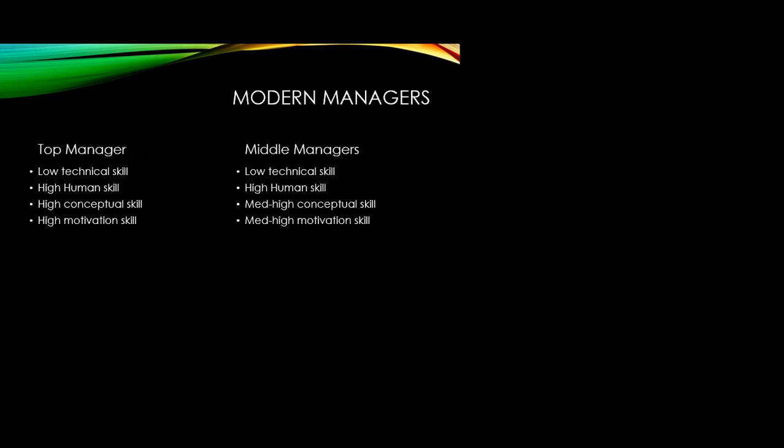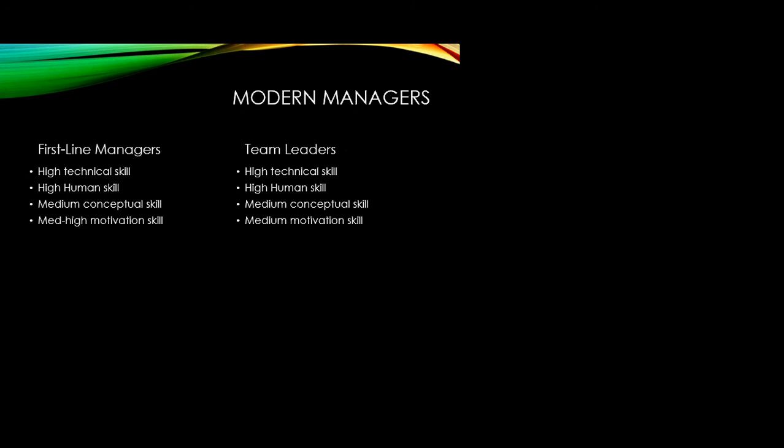So, who does this planning, organizing, controlling, and leading? Well, there are top managers that require high technical skills, low technical skills, high human skills, high conceptual skills, and high motivation skills. These guys are at the top and they see the company as a whole. There's also middle managers that have fairly low technical skills. They have high human skills. They also have medium to high conceptual skills and motivation skills. They're not at the top like most managers are, but they deal mostly with people, less with the company, although they still deal with the company.